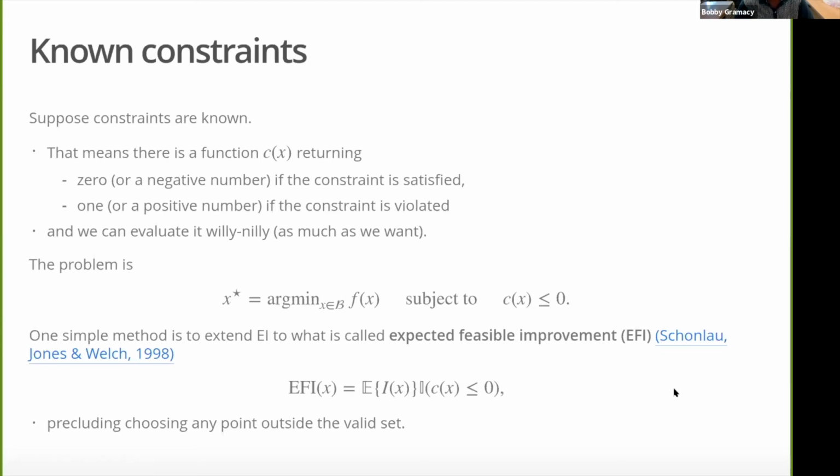I'm going to be more interested in the case where you don't know if the constraint's going to be satisfied. You have to run your expensive black box to get that information.